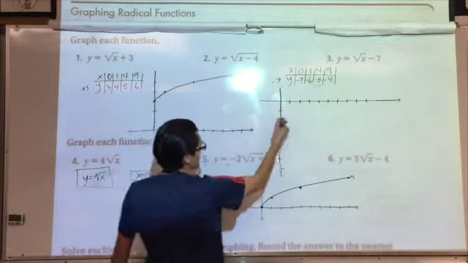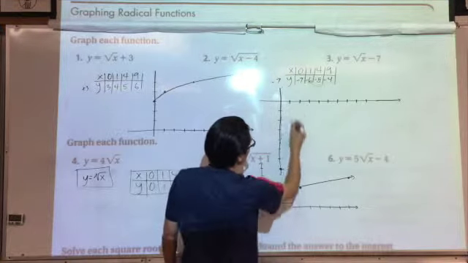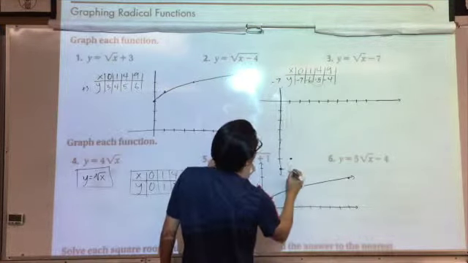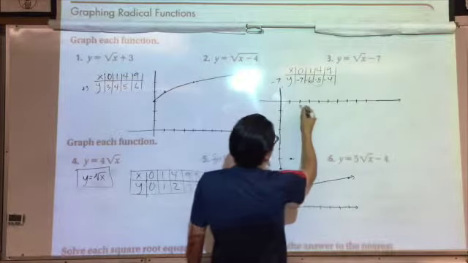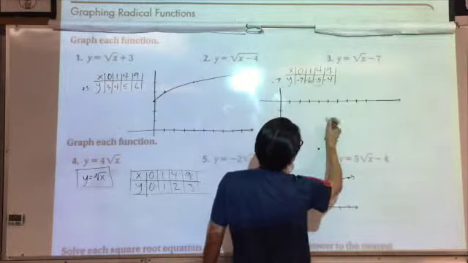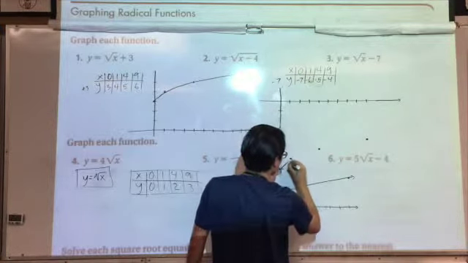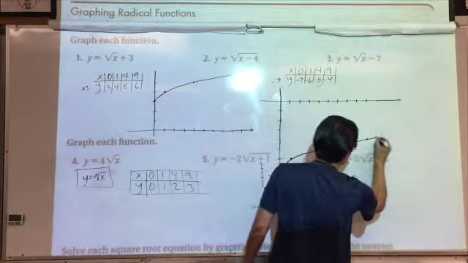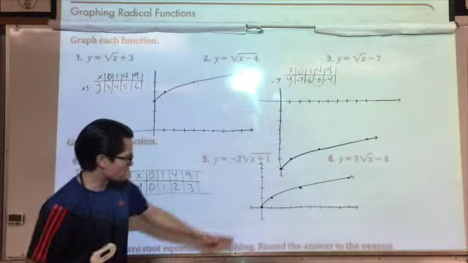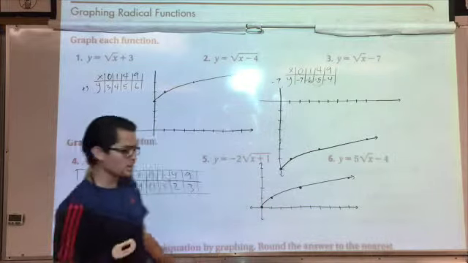So 0, negative 7, right there. 1, negative 6, right there. 4, negative 5, right there. And 9, negative 4 is right there. And here is your graph. It's the parent function, which started here, shifted down by 7 units.